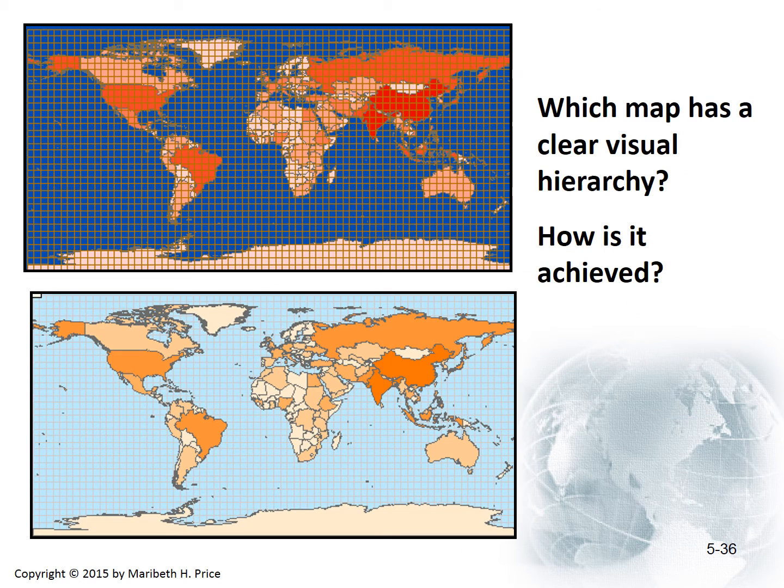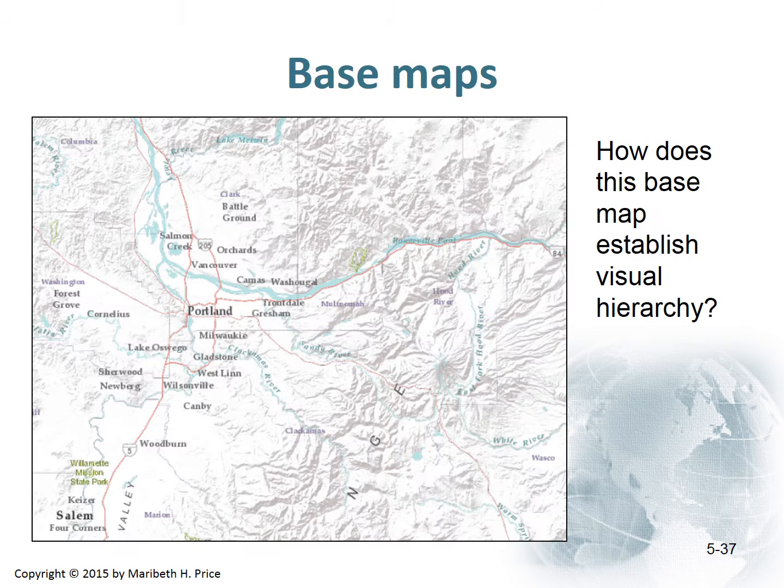Which map has a clear visual hierarchy? That would be the bottom one, because the top one, it's really hard to identify what's going on because of that blue background for the oceans, because it's just too blue. So for me, it's the bottom one, because the top one just makes it so difficult to deal with.